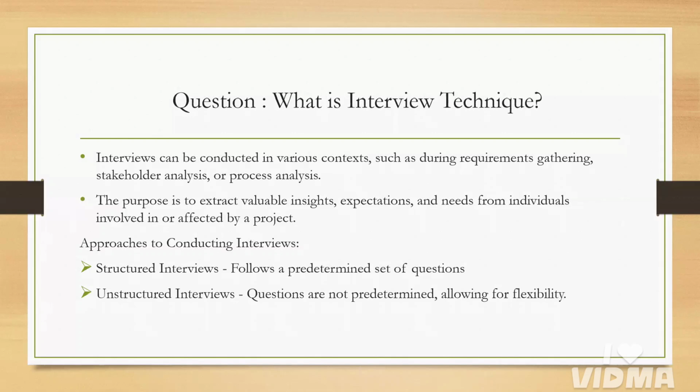Okay, and here you can see the two types we have in the interview technique: structured interview and unstructured interview. Structured is a predetermined set of questions, predefined before going for an interview. We frame the questions in advance and ask those questions only, whereas unstructured means the questions are not prepared; based on the answers given by the other person, we ask questions. So these are the two techniques in the interview.